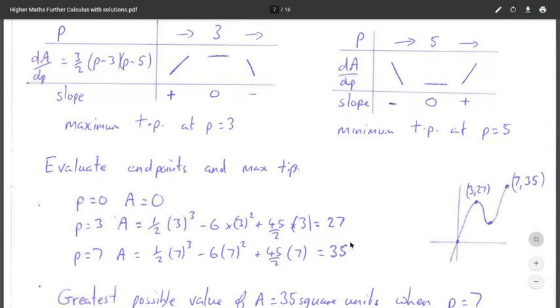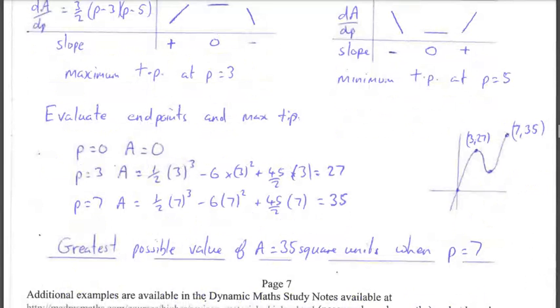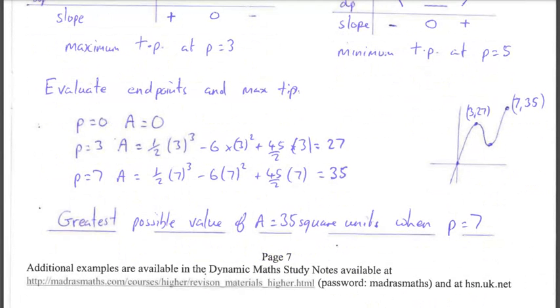So when p is 0, if we think about it, we know that's going to be below, because we know it's going to increase to a maximum, then a minimum, and then increase again. So it's really only this one we're concerned about. So substitute in 7, and we get a value of 35. So that is going to be a higher value there. Okay, when p is 7, A is 35, so the greatest possible value of A equals 35 square units, and that occurs when p equals 7.